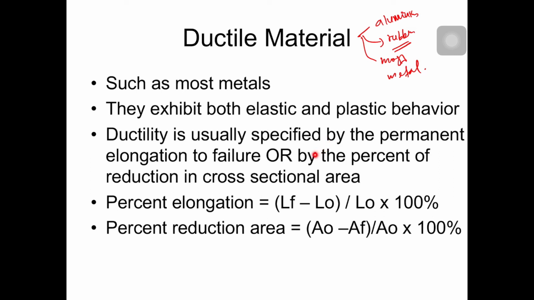It becomes permanent deformation. So ductility is usually specified by permanent elongation to failure, or by the percentage reduction in cross-sectional area. Alright. So percent elongation is length of final minus length of initial divided by length of initial times 100%. Alright. So percent reduction in area is area of original minus area of final over area of original times 100%.